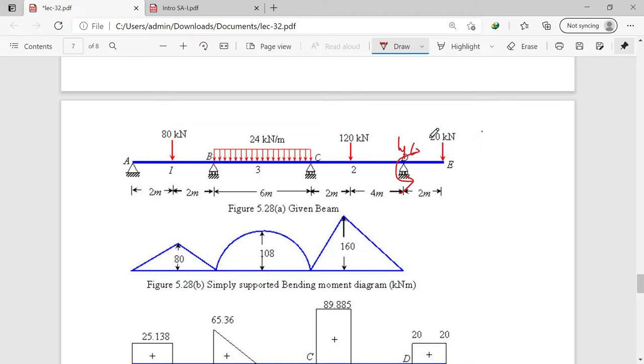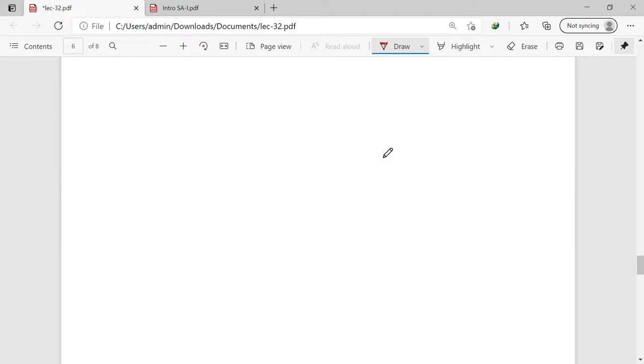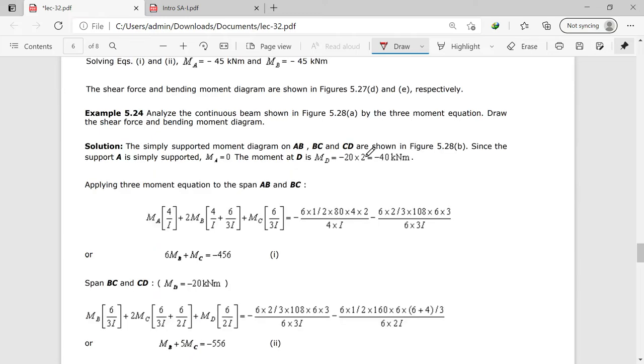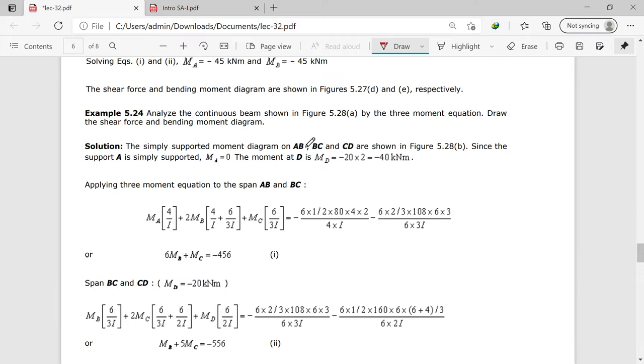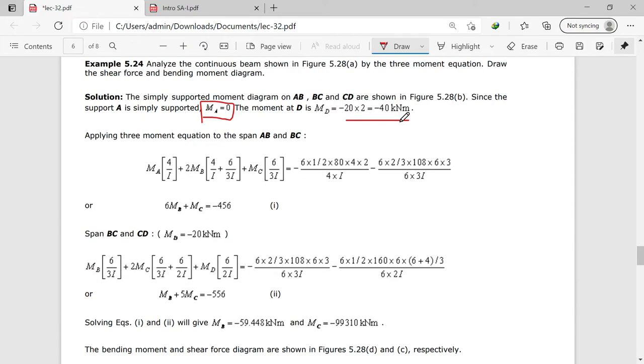The simply supported bending moment diagrams for AB, BC and CD are as shown in the figure. Since the support is a simple support, MA will be equal to 0, and MD will be calculated as minus 20 into 4, that is minus 40, which I have represented in the diagram.